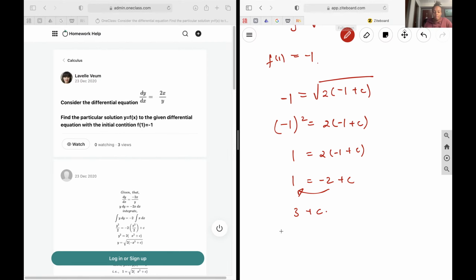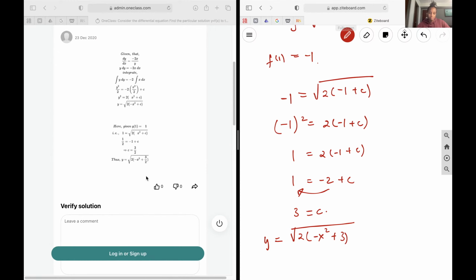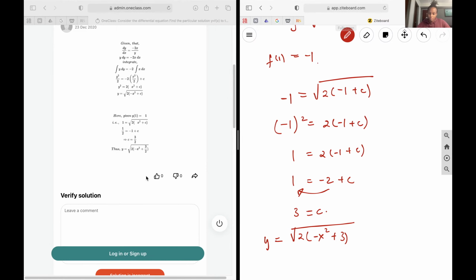And so I'm going to put that back into my general formula, and I'll get that y is equal to the square root of 2 times -x squared plus 3. Okay, and that's going to be it for this one.